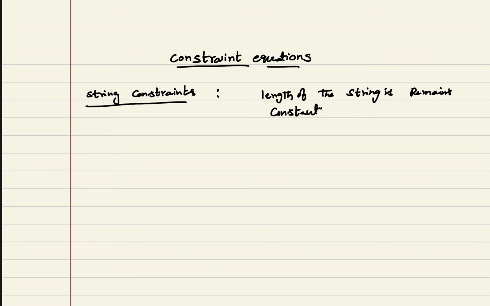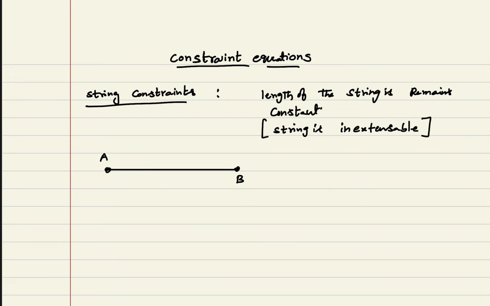If the length of the string remains constant, that is nothing but an inextensible string. If the string is inextensible, I will give one relation. You can see I have taken a string and connected two bodies, body A and body B. Body B is moving with velocity Vb and body A is moving with velocity Va.